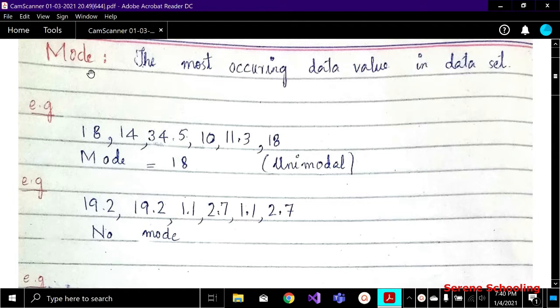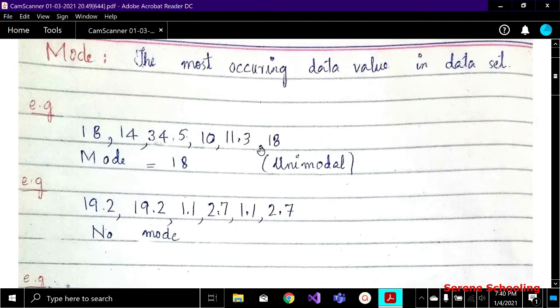One thing is that the mode can be unimodal, which means there is only one mode in the data. The data can be bimodal, which means it has more than one mode, that is two modes. And the data can be multimodal, meaning there can be multiple modes, and there can even be no mode in the data.